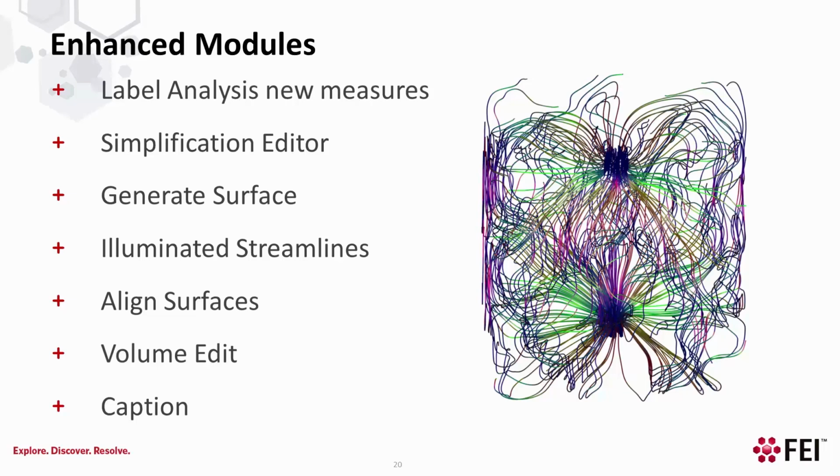Our Illuminated Streamlines module is able to color the streamlines according to direction, as we can see in this snapshot on the right side of the slide. The Align Surface module is also able to take weight information from the vertices in order to perform the alignment of the surfaces. The Volume Edit now supports RGBA data as input, and the new Caption module allows you to connect to any data object and will display its name inside the 3D visualization.